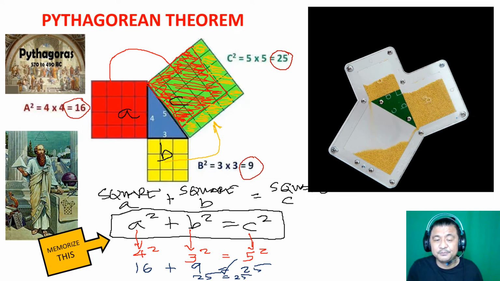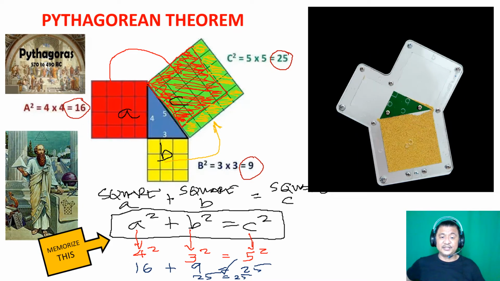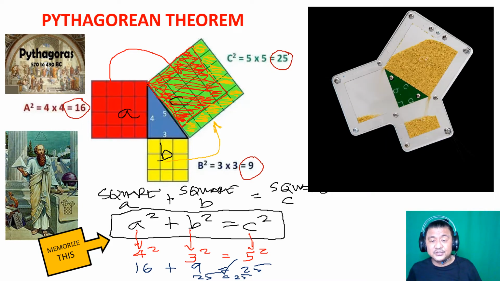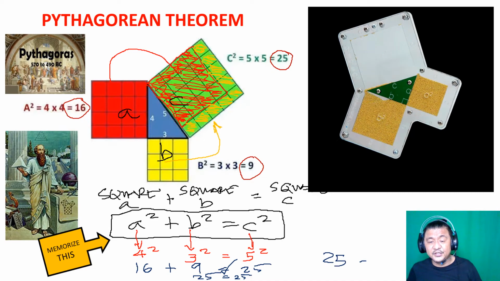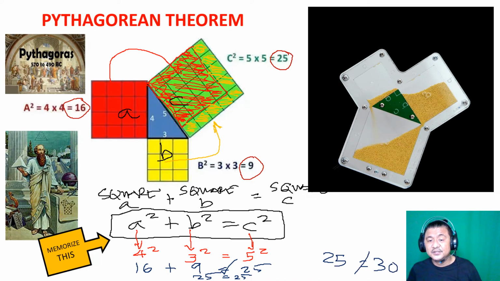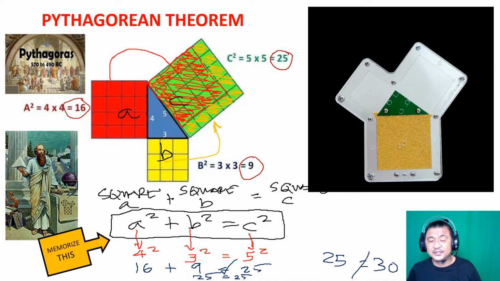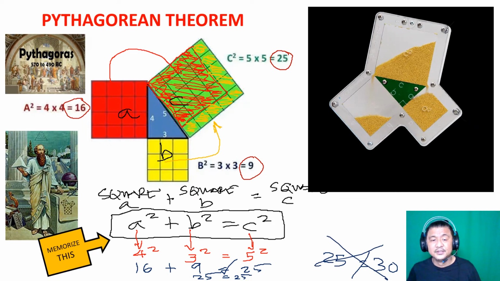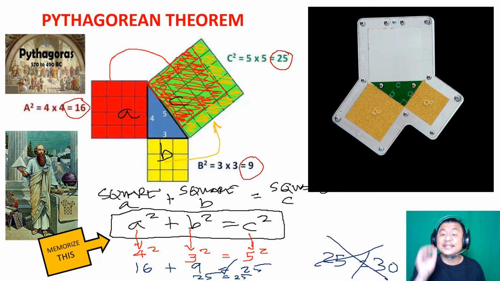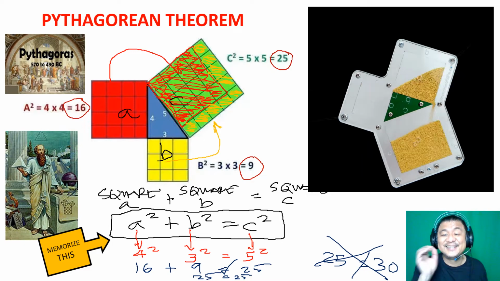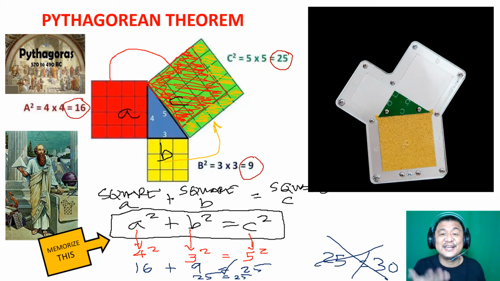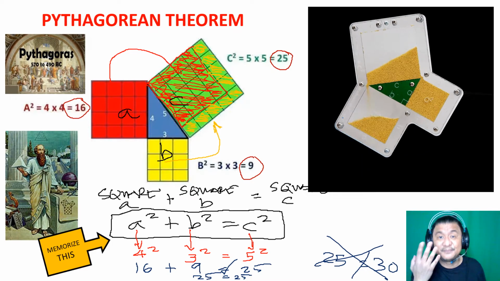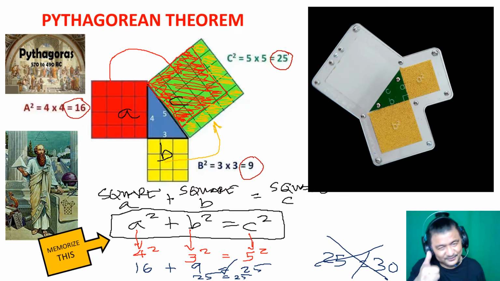So that's how you prove if it is a real right triangle. Suppose at the end, your answer is 25 over here, and on the right side is 30. No, it cannot be a right triangle if they're not equal. Okay? So remember, A squared plus B squared equals C squared. Say that again. A squared plus B squared equals C squared. Good job.